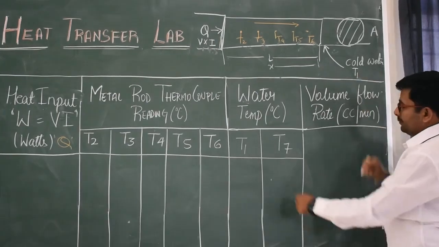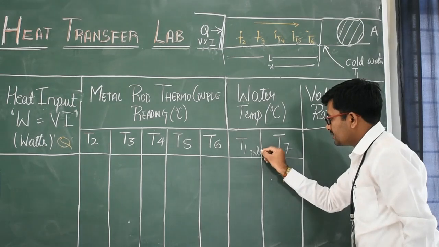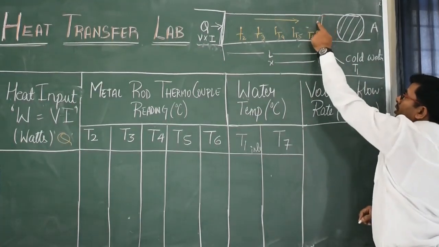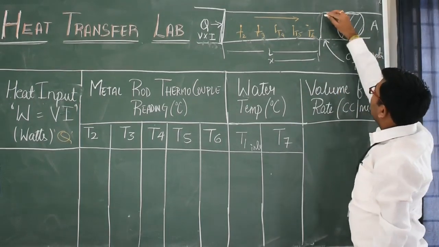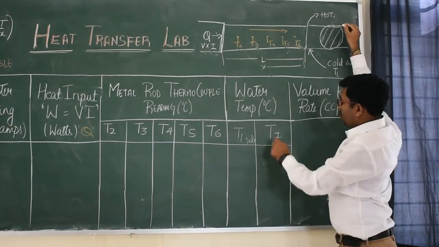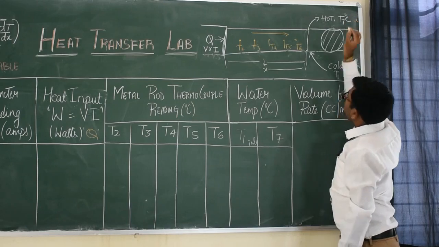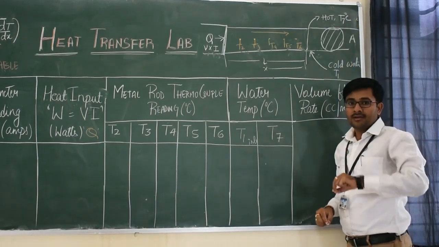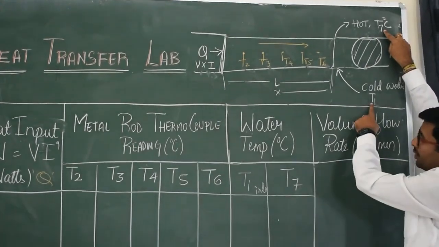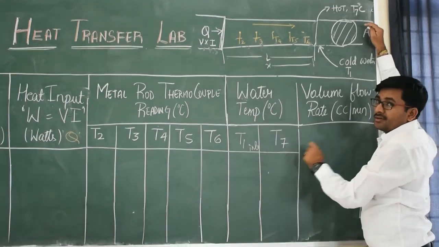The temperature of the cold water which is sent to the apparatus is T1. So T1 is the inlet temperature, and this cold water absorbs energy from one end of the rod, and with this the cold water will become hot. And T7 is the temperature of the hot water which is coming out of the rod. So T7 minus T1 is the difference between the outlet and inlet temperature of the water.